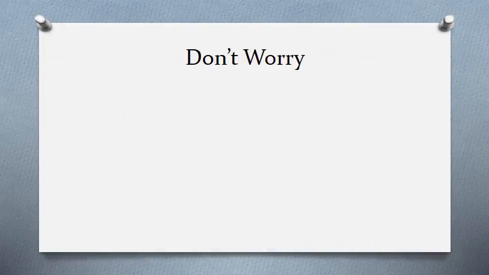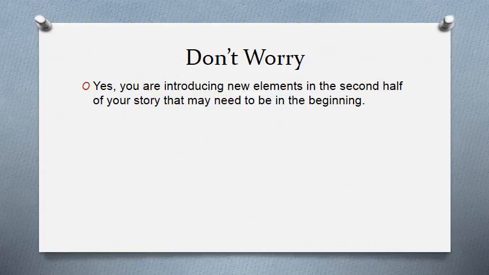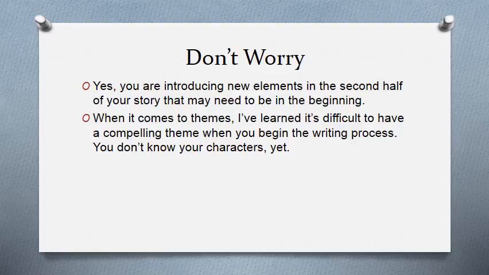And finally, don't worry. Yes, you're introducing some new elements in the second half of your story that may need to be in the beginning. Maybe not. In Gone in 60 Seconds with Nicolas Cage, the whole storyline with Eleanor isn't introduced until the second half of the story and really drives that theme home. If you do need to bring it back, you can always put it in your story scribbles.